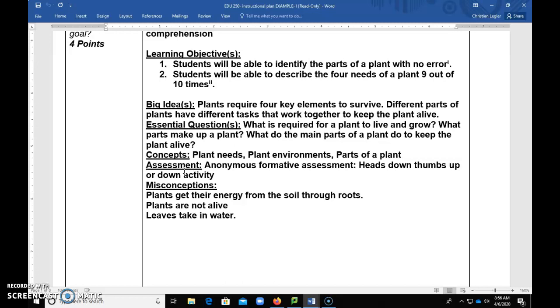Formative assessments can be as easy as this: heads down, thumbs up, or down activity. So if they understand the content, they give you a heads up, thumbs up. If they don't understand the activity or what they're supposed to learn, they put their head down and put a thumbs down. A lot of teachers will do exit slips that are anywhere from 1 to 5 questions at the end of the lesson to see if the students have learned the material during the lesson. So they're usually non-punitive. They're usually 3 to 5 questions.